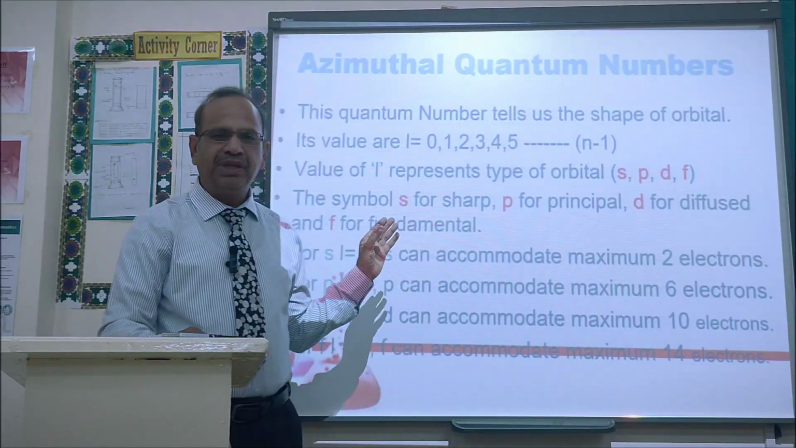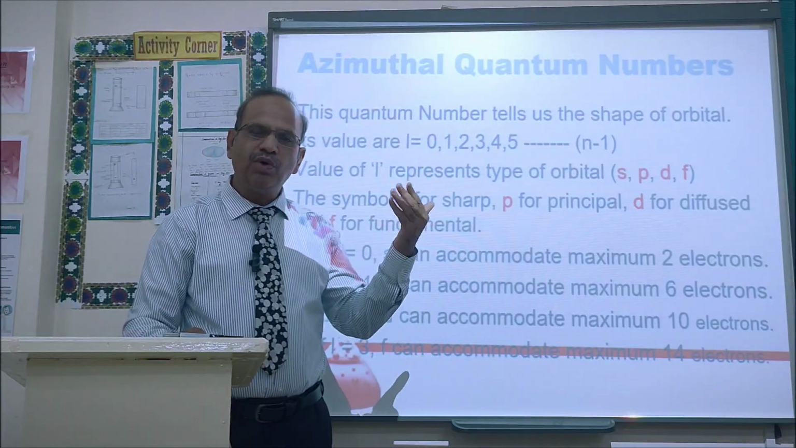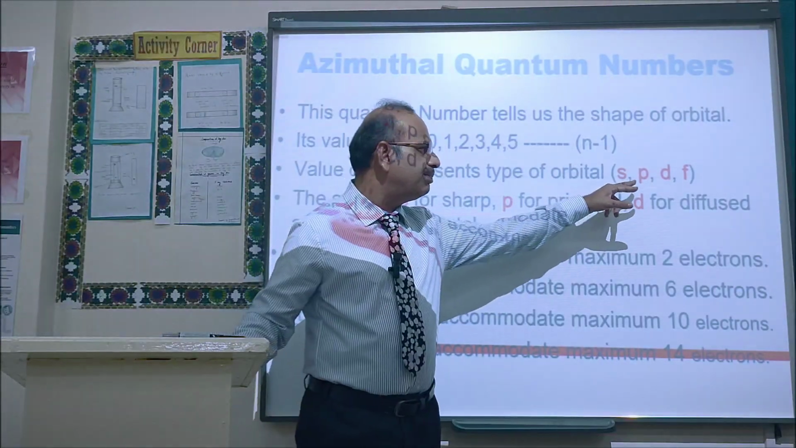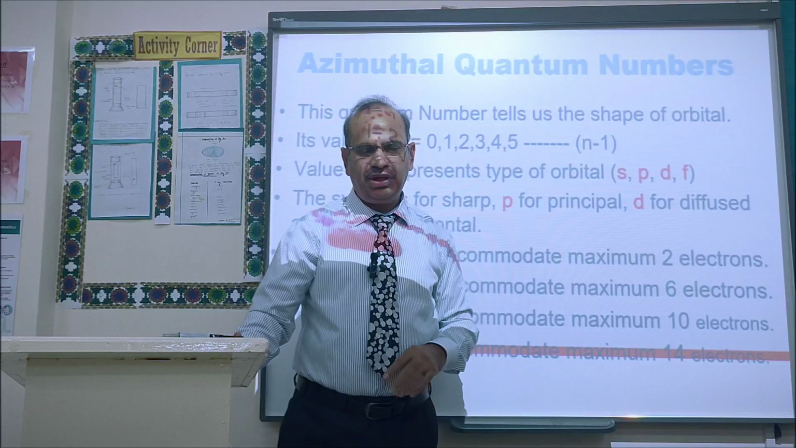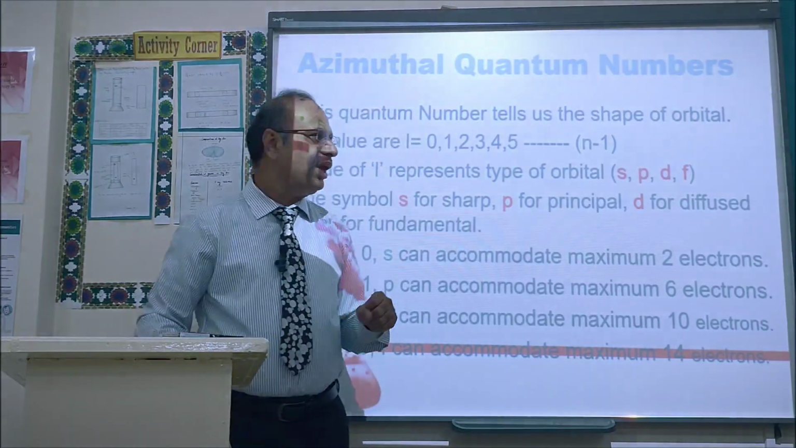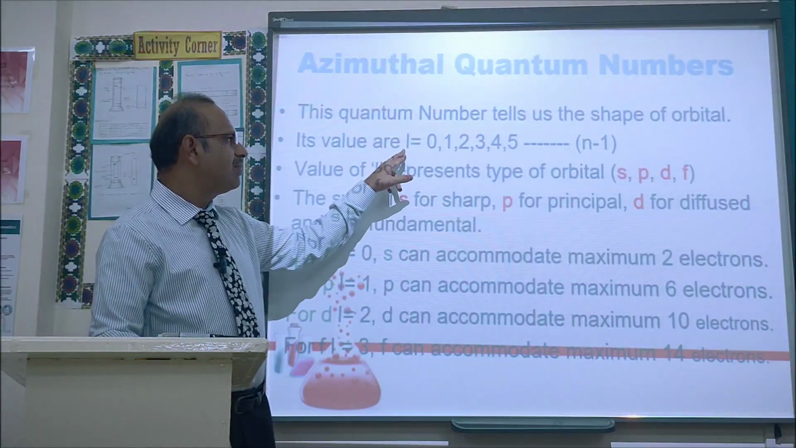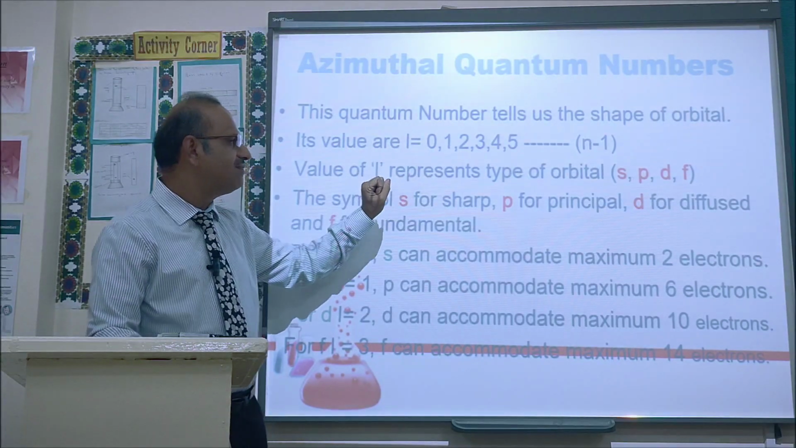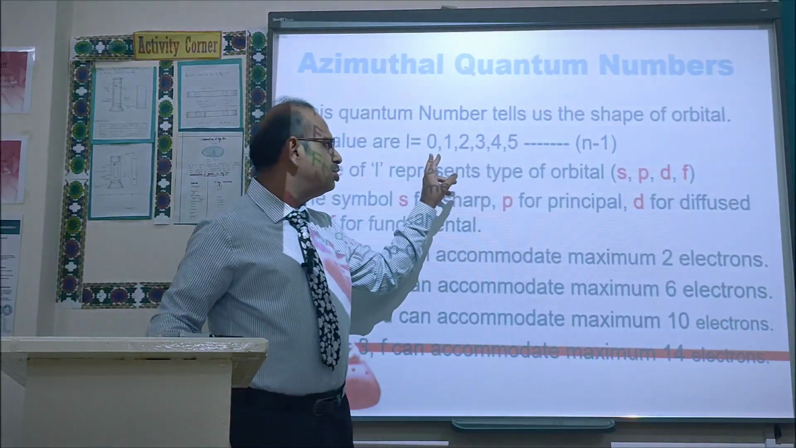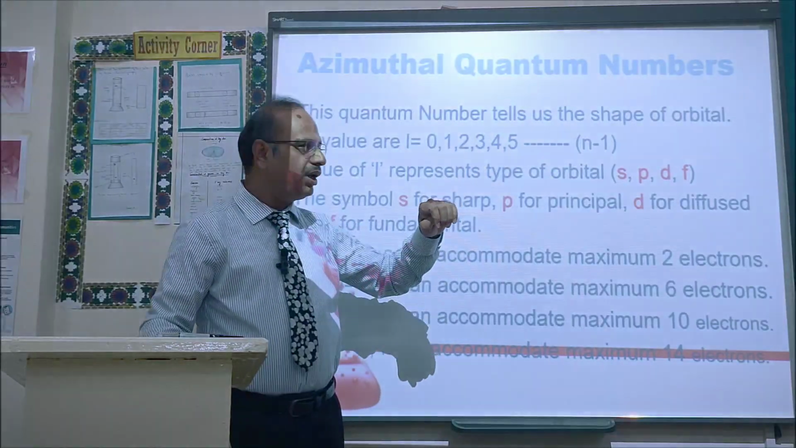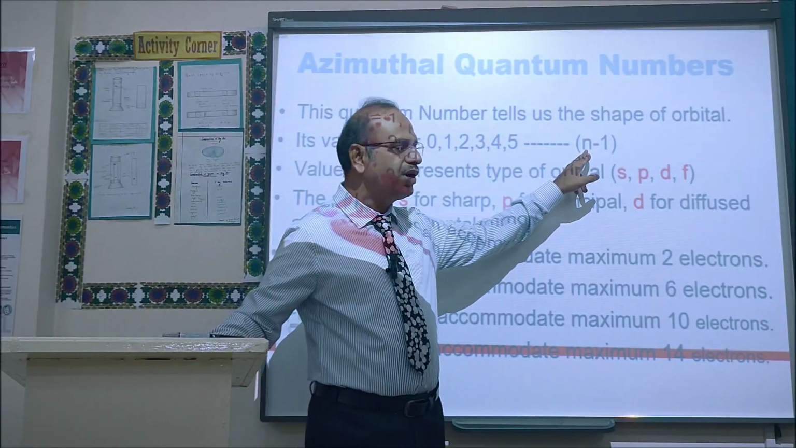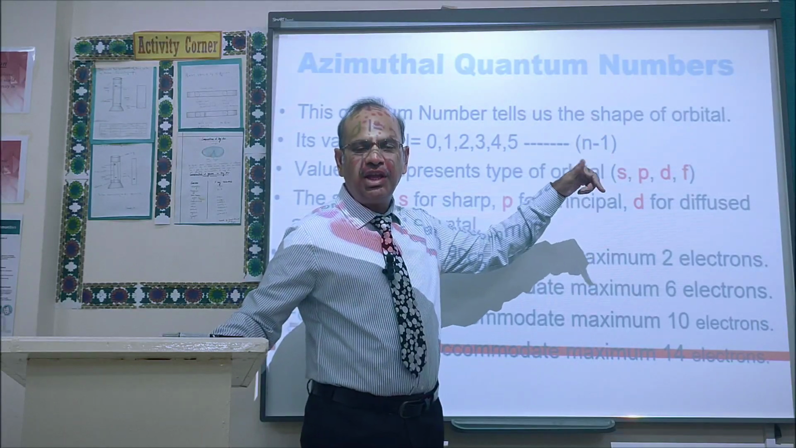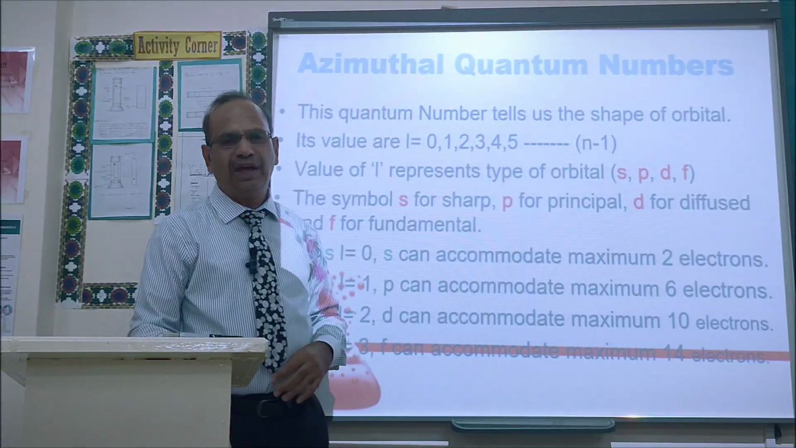So here this one is explaining about orbitals. Orbitals are s, p, d and f. So these are four orbitals. The azimuthal quantum number is represented with a small letter l, and its value can be 0, 1, 2, 3, and so on. Its value depends on the value of n, and n minus 1 can be the value of l.